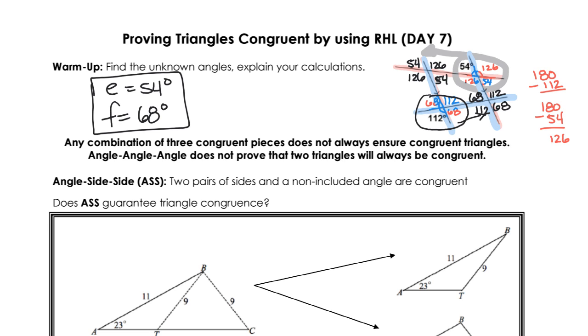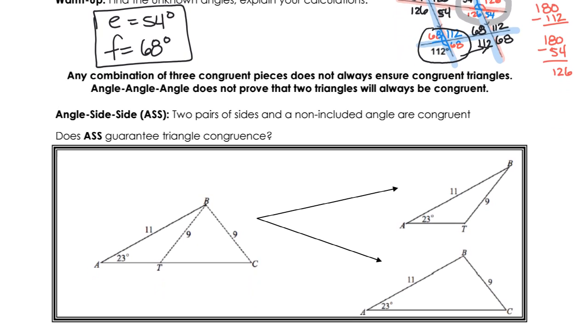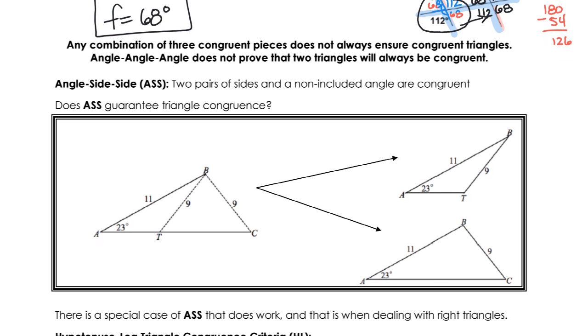All right, guys, so going down, it says any combination of 3 congruent pieces does not always ensure congruent triangles. In fact, we saw that the other day in the warm-up with angle, angle, angle. We know that that doesn't mean that the triangles have to be the same size. It just means that they have to be the same shape, and so that doesn't mean that they're congruent.